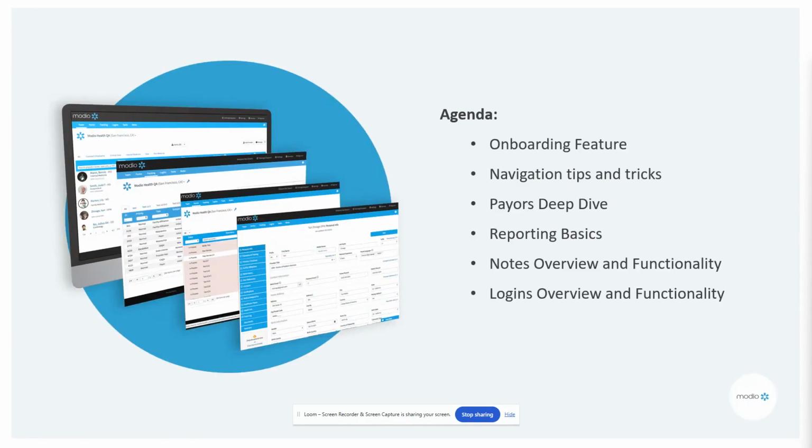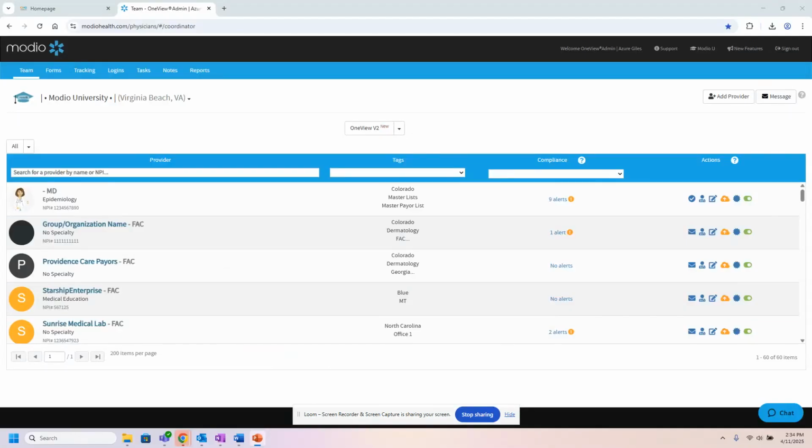Here's a quick summary. First, we'll cover a quick summary of what the onboarding feature is. Then we'll move on to profile navigation tips and tricks, after which we'll jump into the payer section and do a deep dive. Next, we'll cover reporting basics. And finally, I'm going to demo the functionality in Notes in the login section. So that's our plan for today's training. So let's jump right into it.